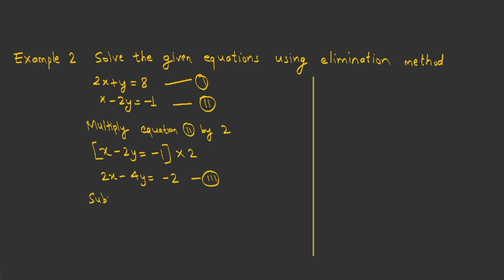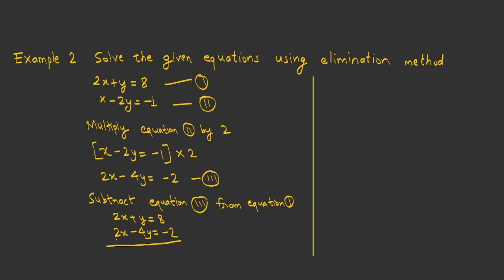Now subtract equation 3 from equation 1. So you will write here 2x plus y is equals to 8, and 2x minus 4y is equals to minus 2. Now we'll subtract it. So here it is plus 2x, it will become minus 2x. Negative 4y will become positive 4y. Negative 2 will become positive 2.